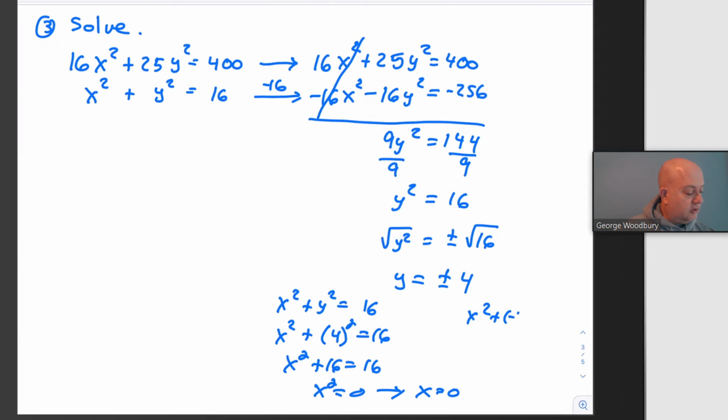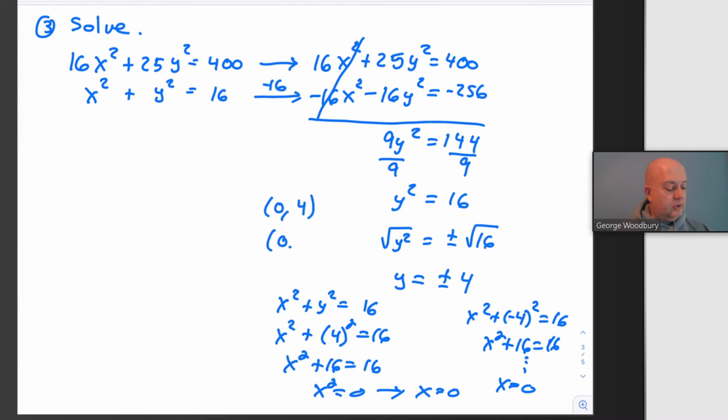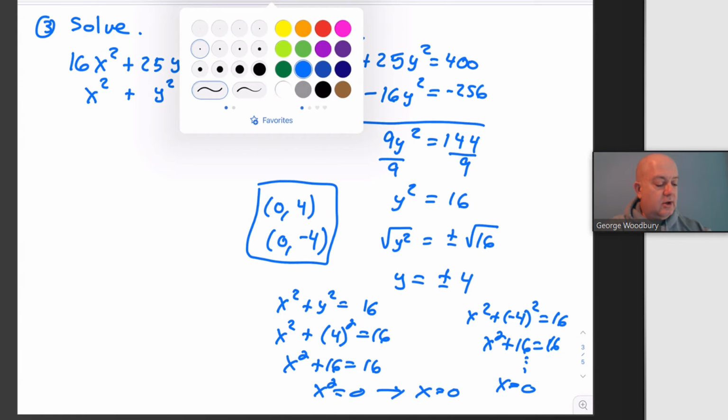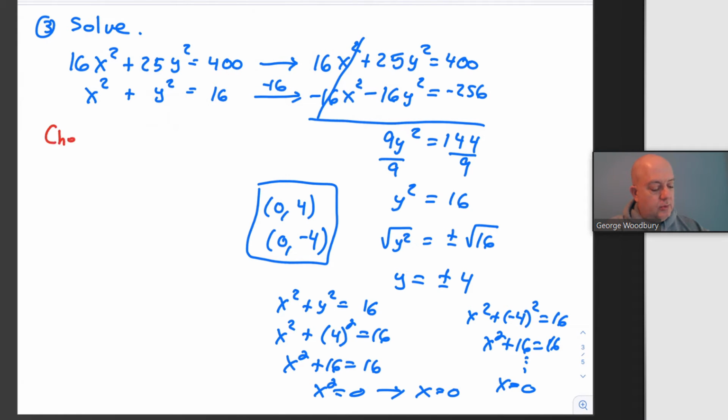x squared plus negative 4 squared equals 16. x squared plus 16 equals 16. x equals 0. So the two solutions are 0 for x with 4 for y and 0 for x with negative 4 for y. We should check it in the other equation. Let's go ahead and take a look at that. We're going to check using 16x squared plus 25y squared equals 400.